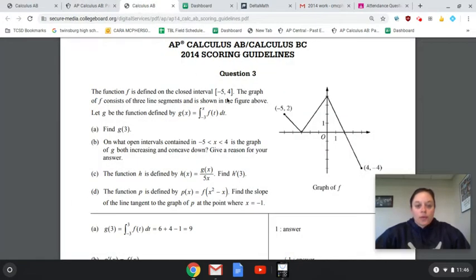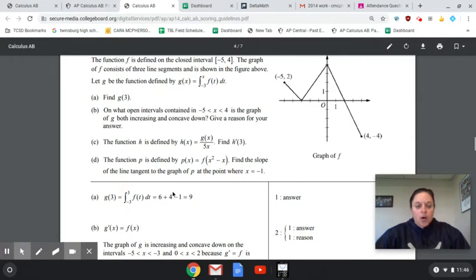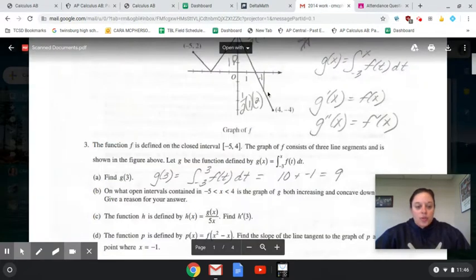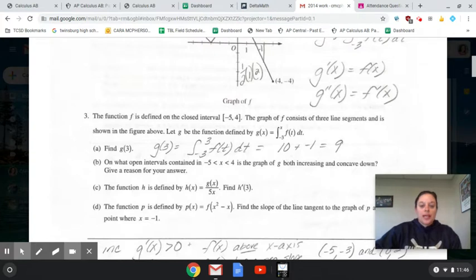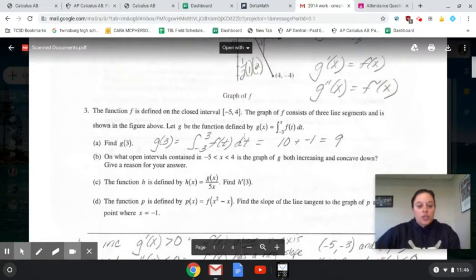They were very minimal as far as work and answers. All you needed was the answer 9, no matter how much work you showed, and you get a point. So back to the question, part B wanted to know on what intervals between -5 and 4 you would have an increasing concave down graph.